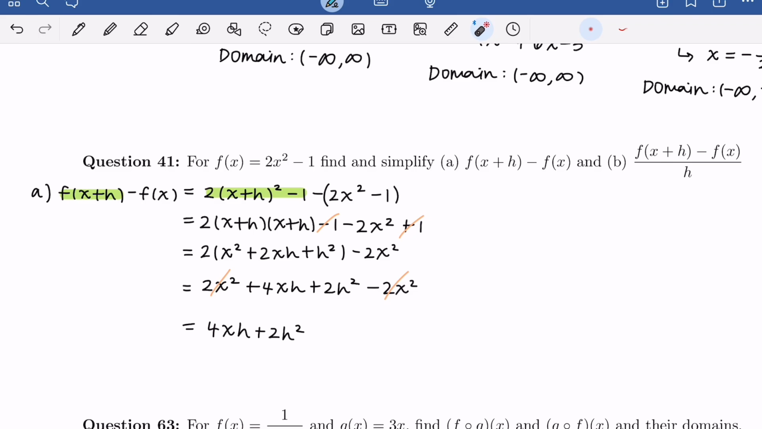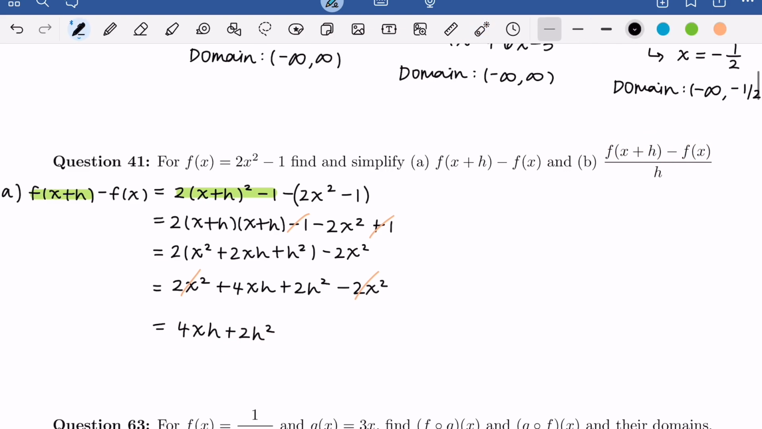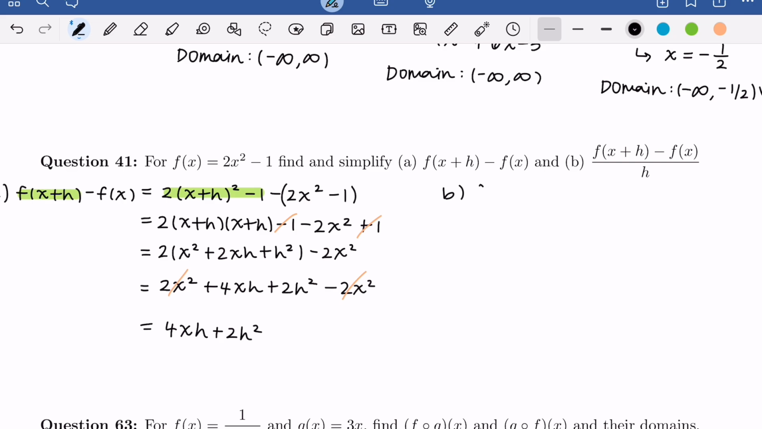All right, so for part B, we're going to find the actual difference quotient, and we're going to do that by plugging in what we got for part A into the numerator of this guy here. So part B, we have our difference quotient here. So in our numerator, we're going to have 4xh plus 2h squared, and this is going to be over h.